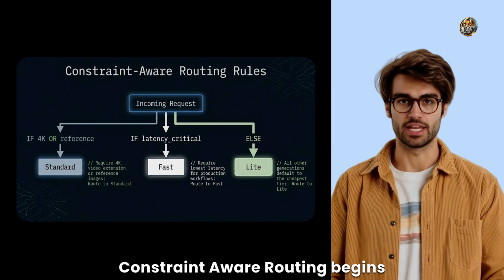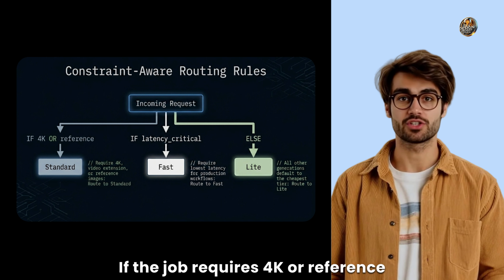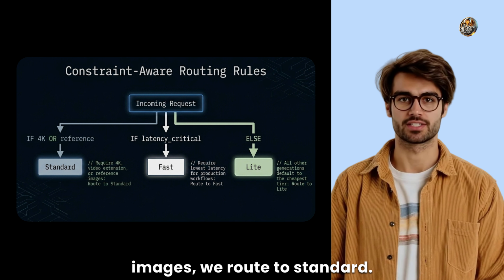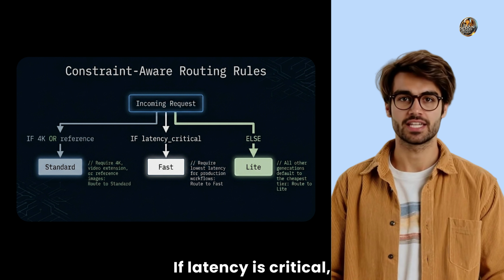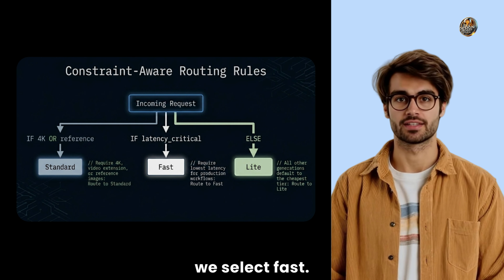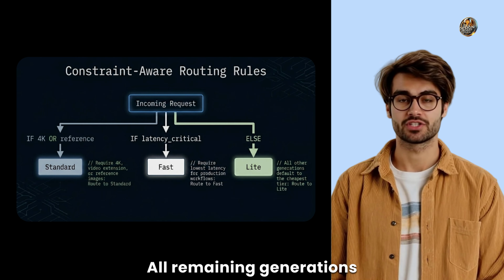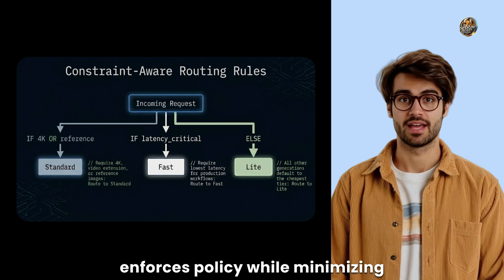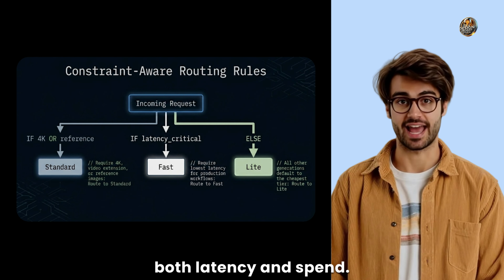Constraint-aware routing begins with the incoming request. If the job requires 4K or reference images, we route to standard. If latency is critical, we select fast. All remaining generations default to Lite. This simple decision tree enforces policy while minimizing both latency and spend.